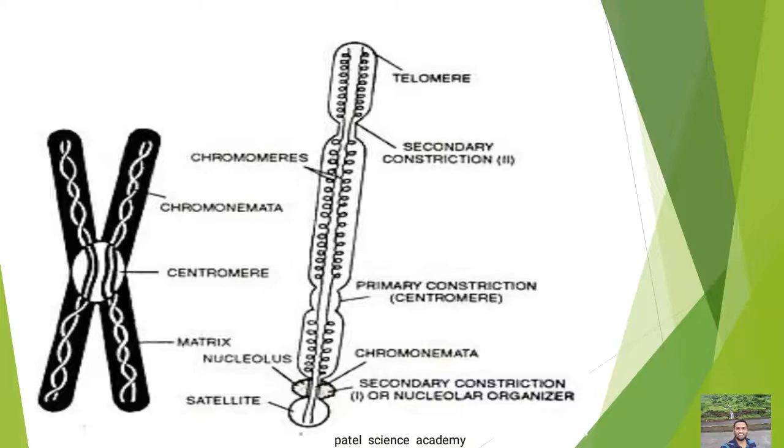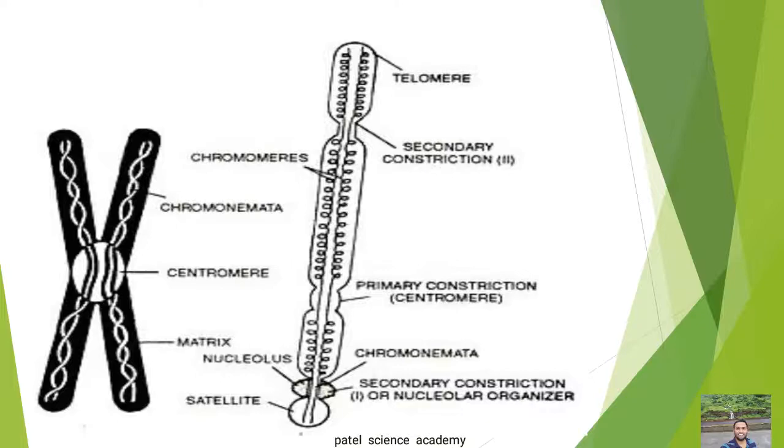Besides this primary constriction, which is also called centromere, a few chromosomes possess one or two additional constrictions, which are called secondary constrictions. You can see here, at the secondary constriction one nucleolus becomes organized during the interphase, and a satellite body, or SAT body, is attached at the secondary constriction in very few chromosomes.